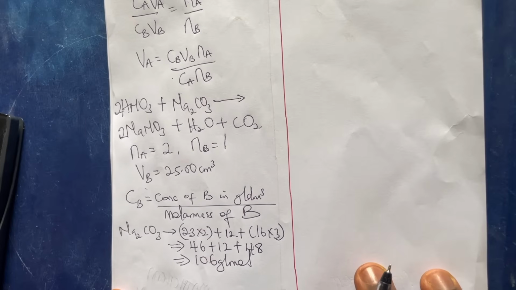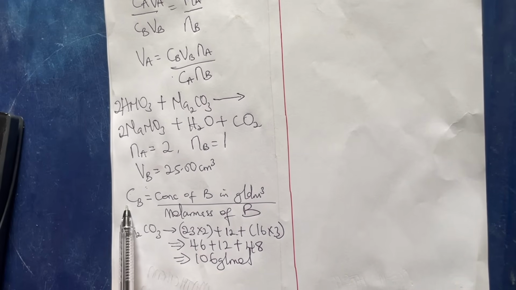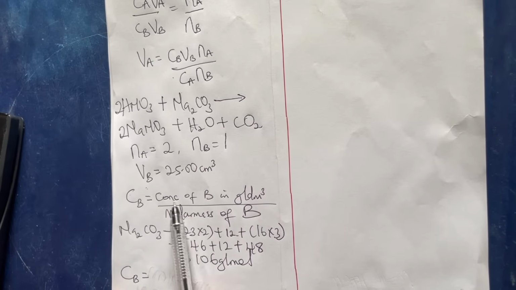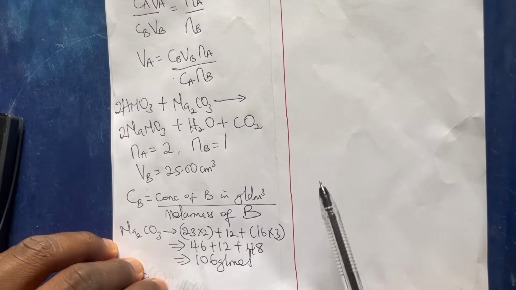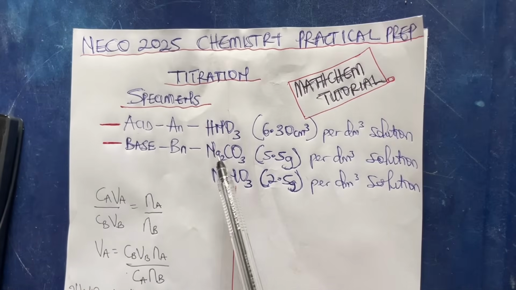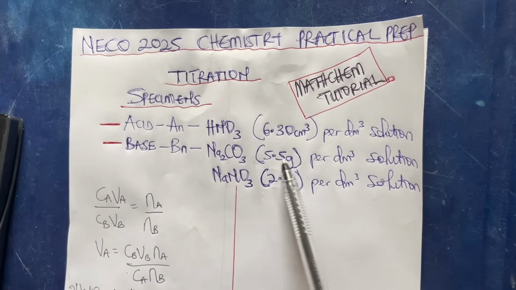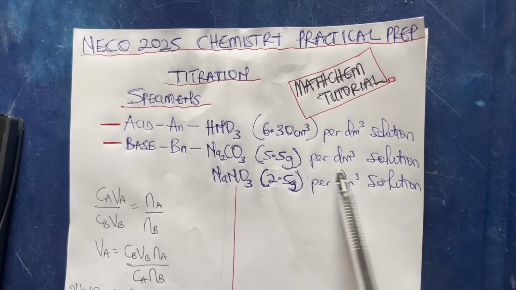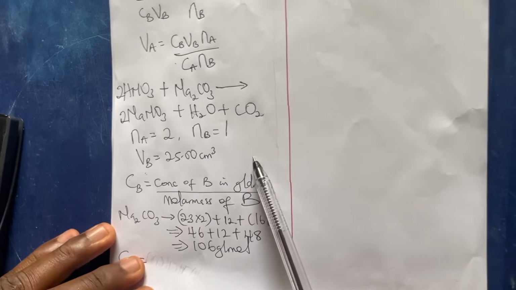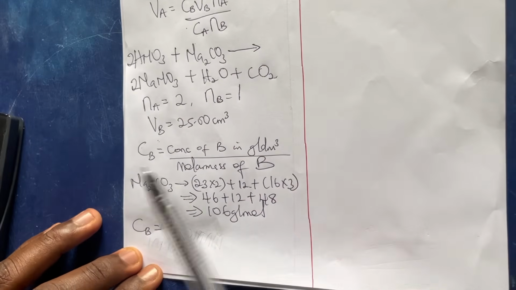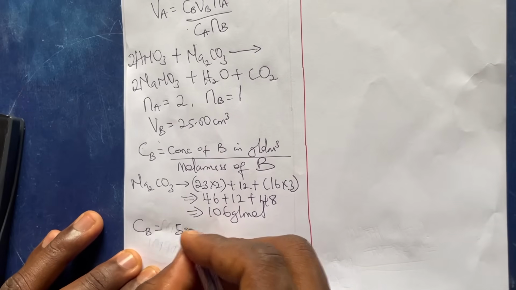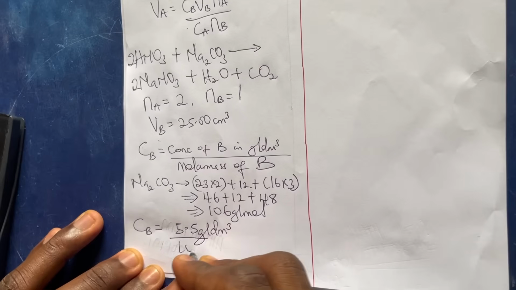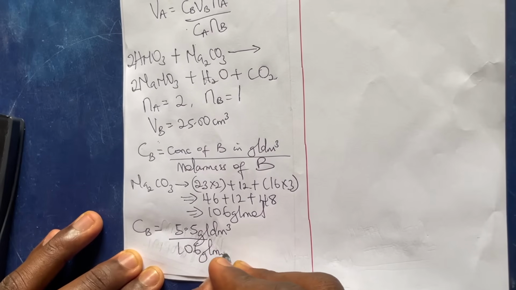Now for me to get the concentration of B in mole per dm cube, CB will now be concentration of B in gram per dm cube from here. Now look at this. This is the concentration of B in gram per dm cube. That is 5.5 gram per dm cube, as you can see it here. So then I will come here and write 5.5 gram per dm cube all over 106 gram per mole.